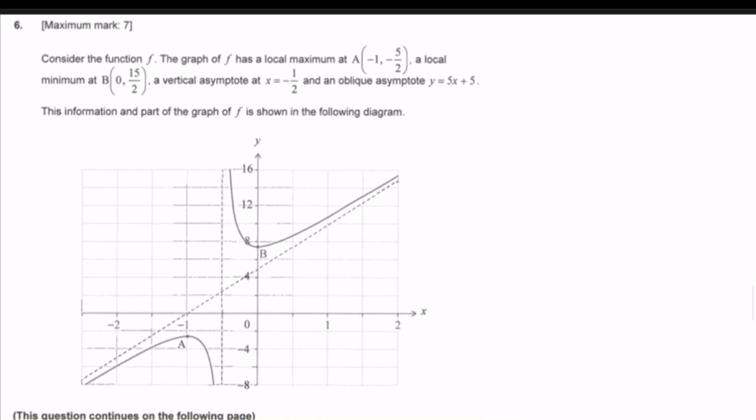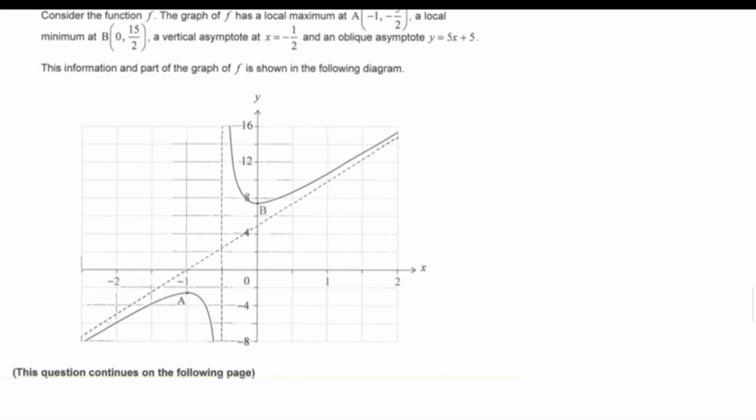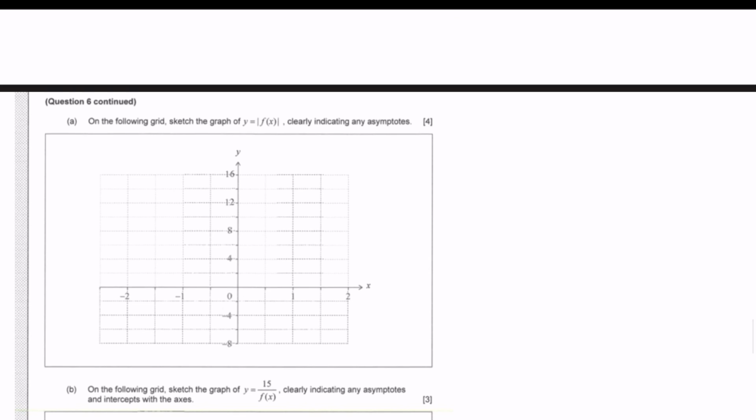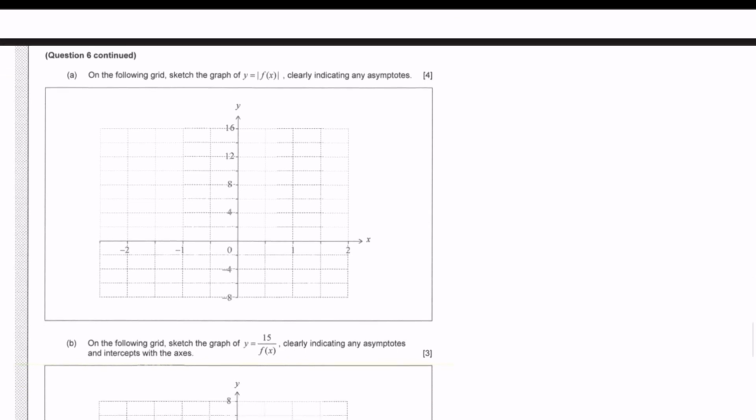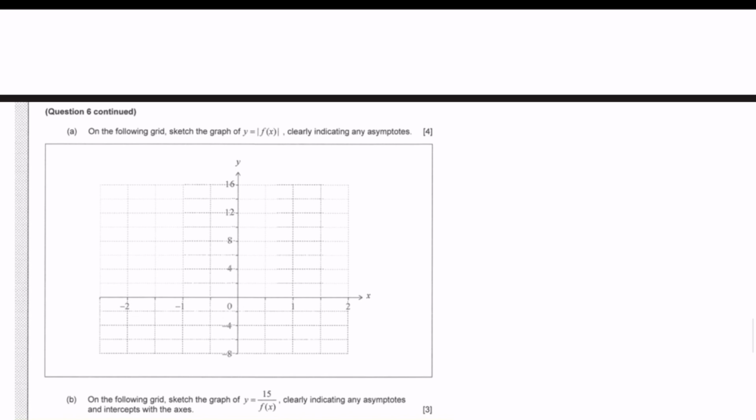Now moving on to question 6. We have to consider the function f. The graph of f has a local maxima at -1, -5/2 and a minimum at 0, 5/2. There's a vertical asymptote at x = -1/2, and the oblique asymptote is 5x plus 5. The graph is given, and guess what? We need to graph f of mod x and 15 by f(x). Let's start with mod f(x).